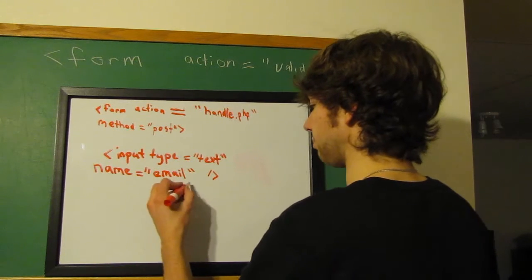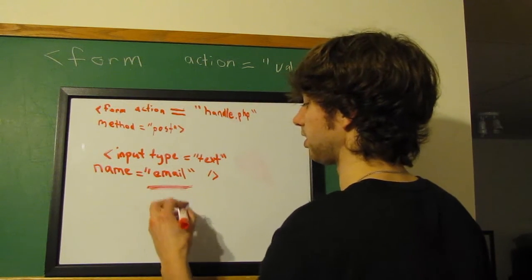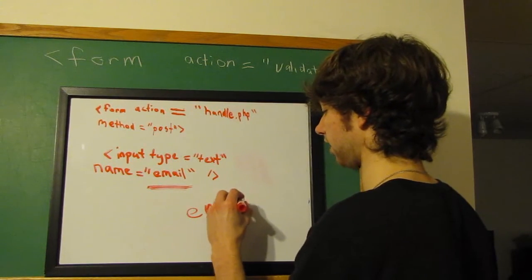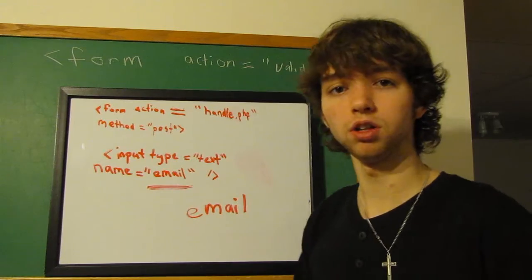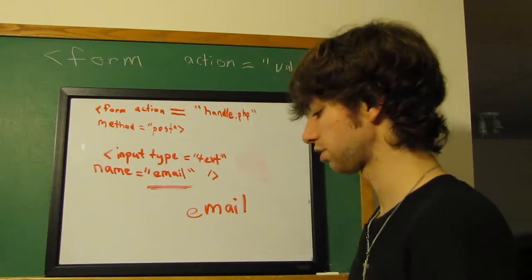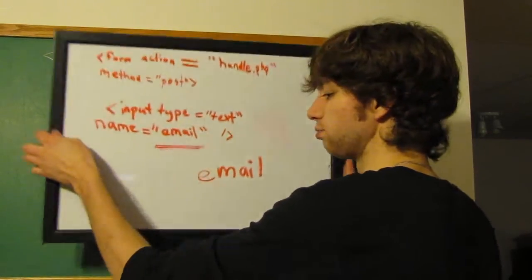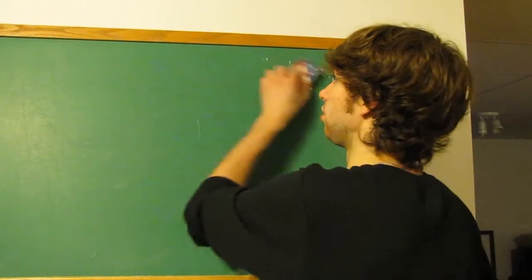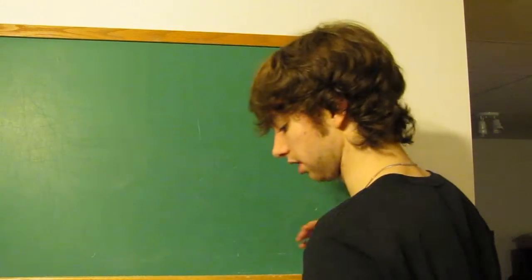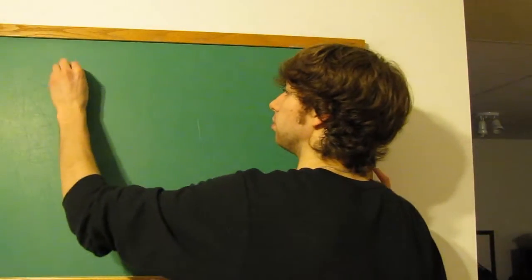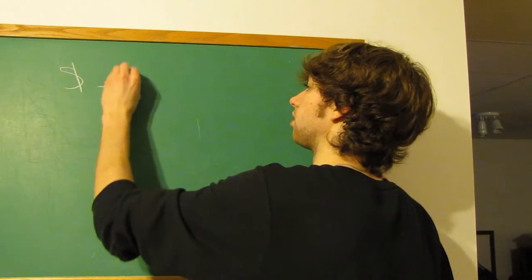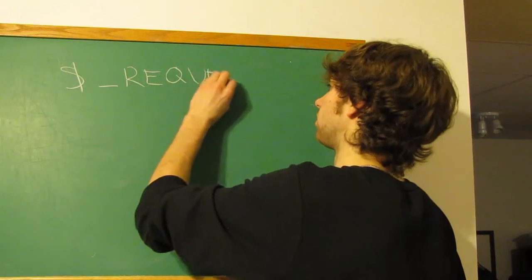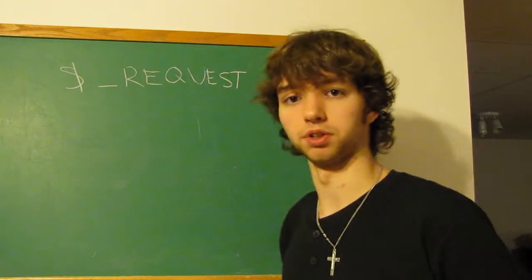Alright, so this name, right here, this is going to take the value email. And as I said in the last video, all of these values are going to be stored in what's known as a super global array. Alright, so for this video, we'll be talking about the super global known as request. And I'll be explaining why we are going to use this one.